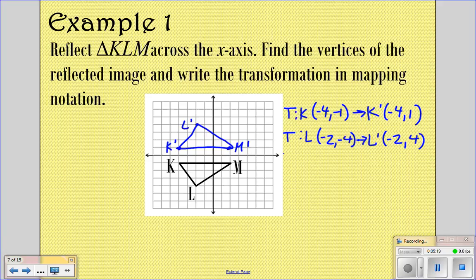For the next one, for M, it was at (2, -1). And so it got transformed to M prime, which is at (2, 1). And so that would be putting it in mapping notation.